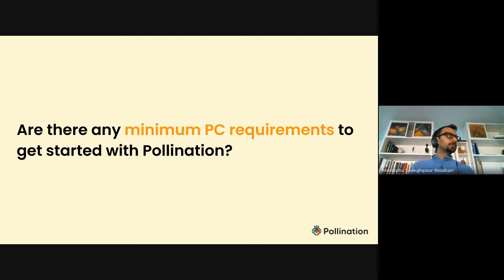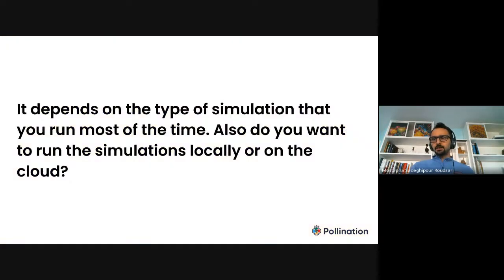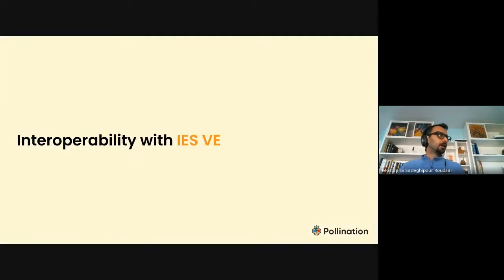Are there any minimum PC requirements to get started with Pollination? For Pollination itself, there are not, especially if you want to run on the cloud. Anything that you have should work fine as long as you can run Rhino and Revit. If you want to run locally, then you can just look up the Ladybug Tools forum. The question has come up several times, and it depends on the recipe. It depends if you're using Radiance or EnergyPlus, or what kind of a site you want to run. Do you want to run Comfort, which uses both? So I think the best answer is "it depends," and it has been discussed already on the forum.